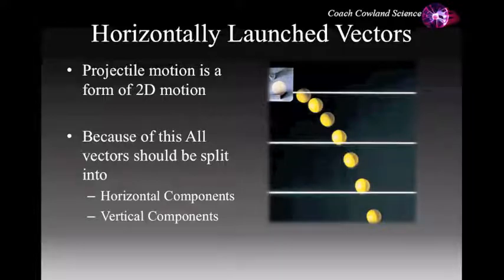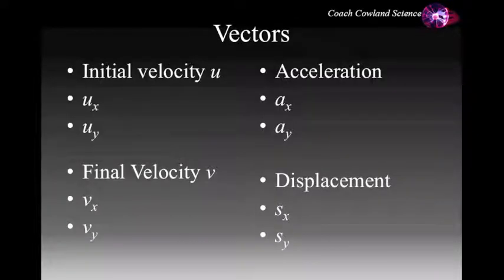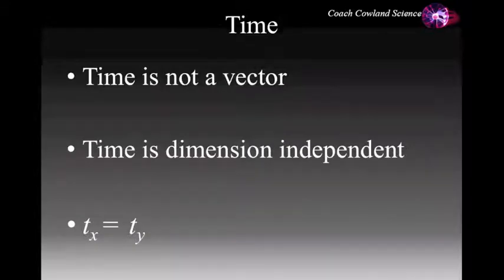Projectile motion is a form of two-dimensional kinematics, and because of that, we need to do all of our calculations in each dimension separately. As our vectors are split into x and y dimensions, we have an x and y component for initial velocity, final velocity, acceleration, and displacement. Time is dimension independent, which means that we can use the same value of time whether we are calculating x values or y values.